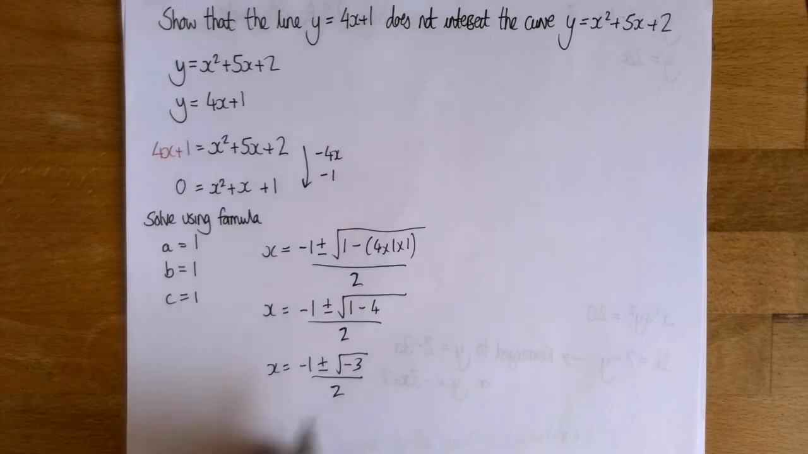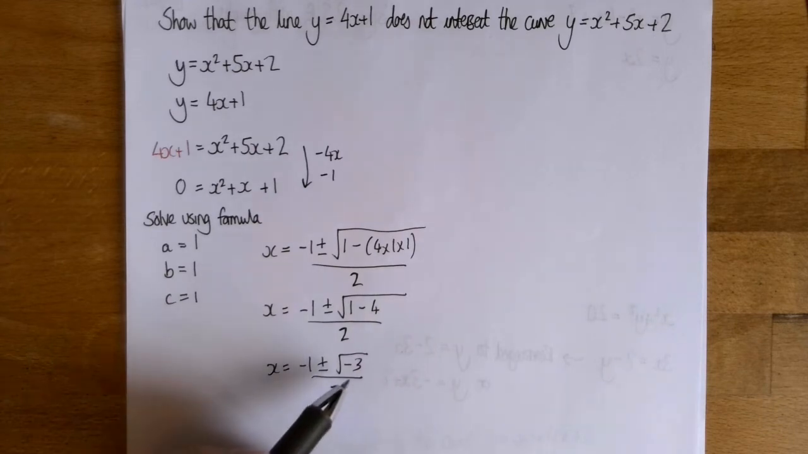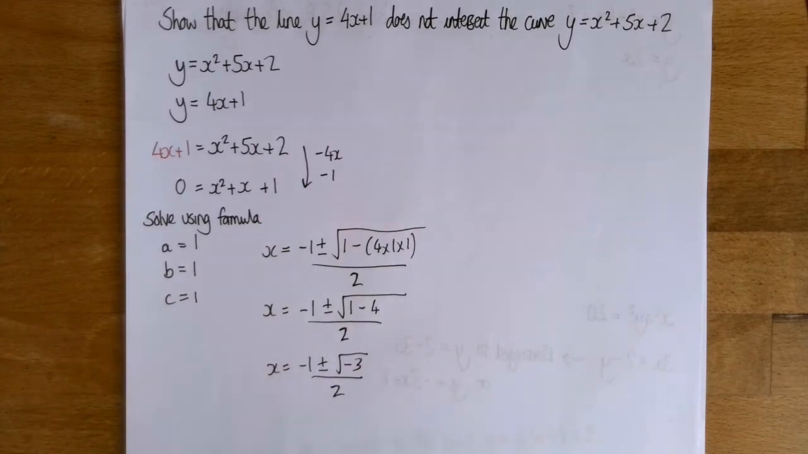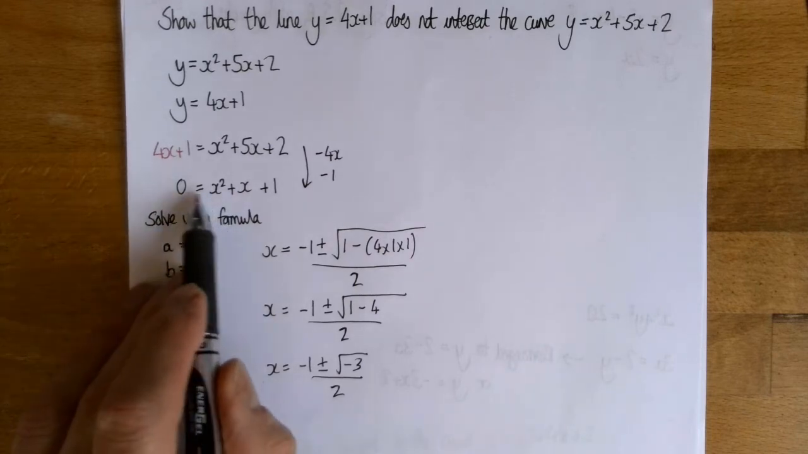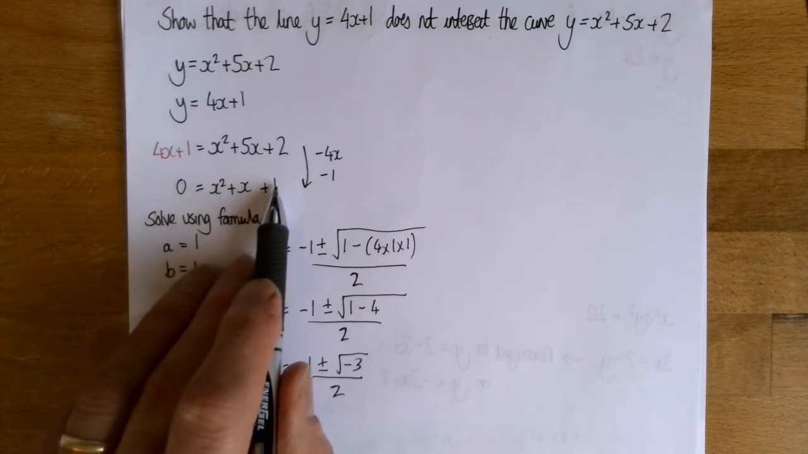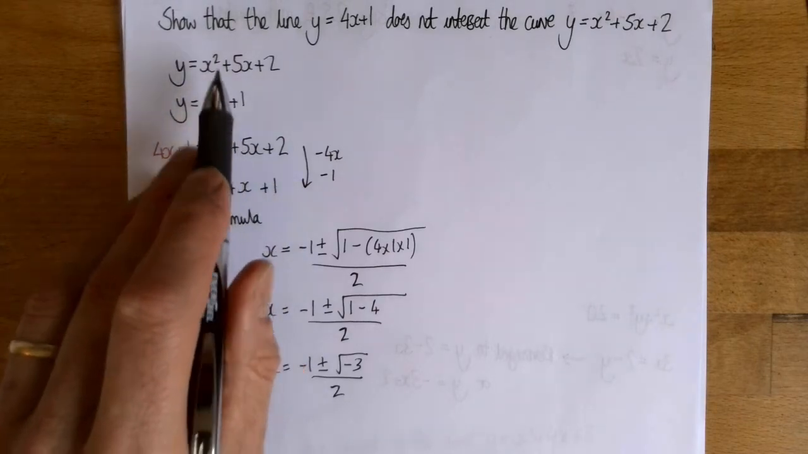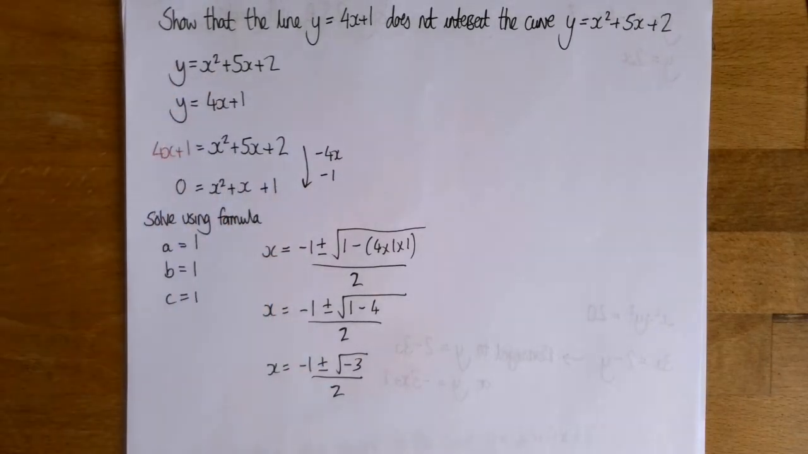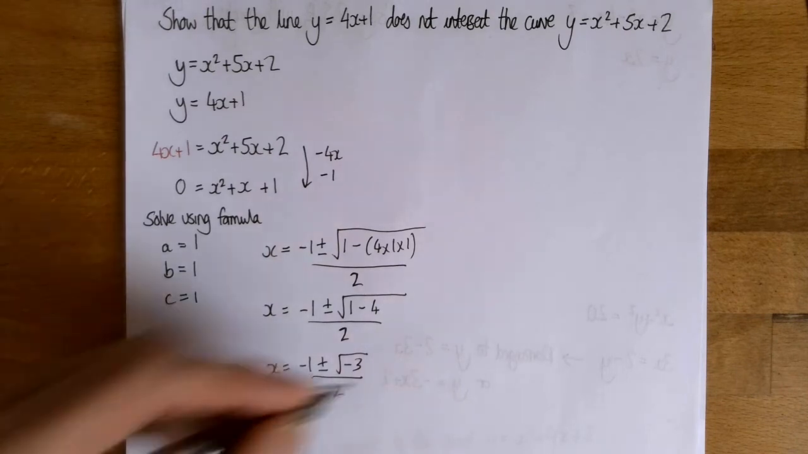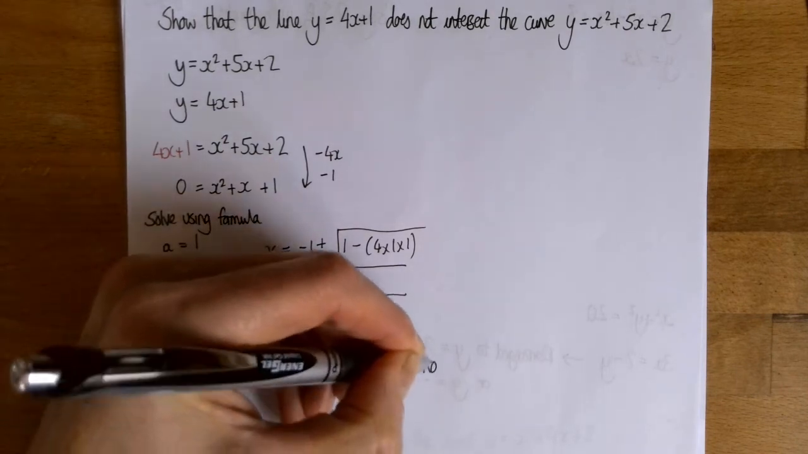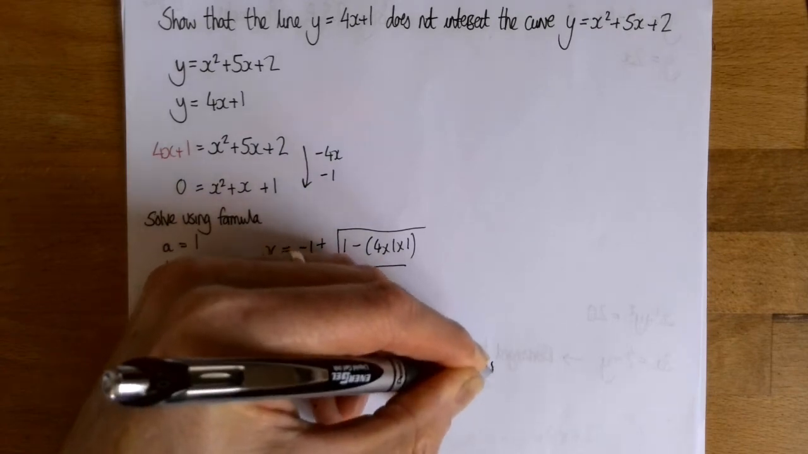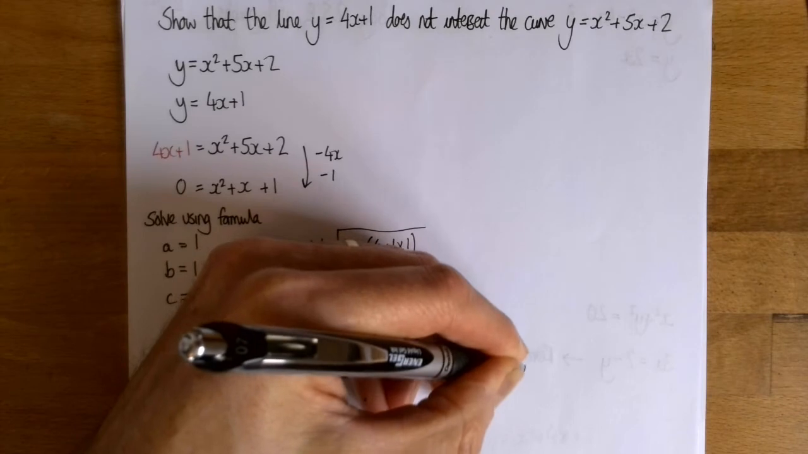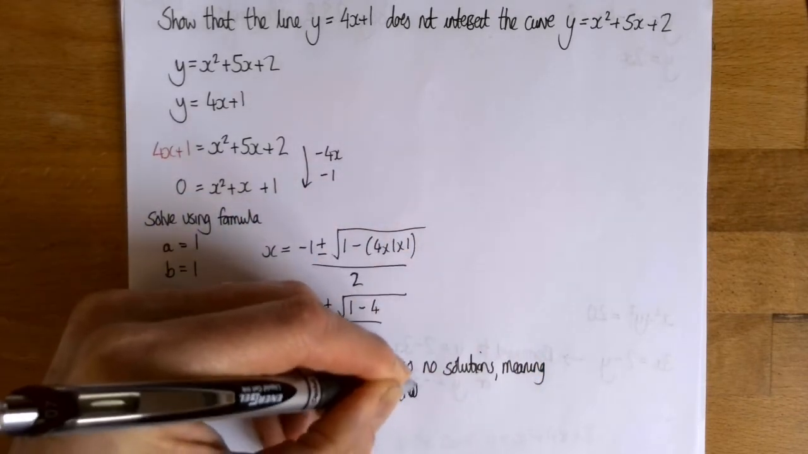Did you spot the problem? You cannot square root minus 3. There is no number which when you square it gives you a negative answer, so you can't then work in reverse. There is no negative number which you can square root. Now that doesn't mean we've made a mistake. All it shows is that this is an equation without a solution. And that shows that these two lines don't meet. There are no points that satisfy both equations. So I would stop at this point and I would say, so no solutions, meaning they don't intersect.